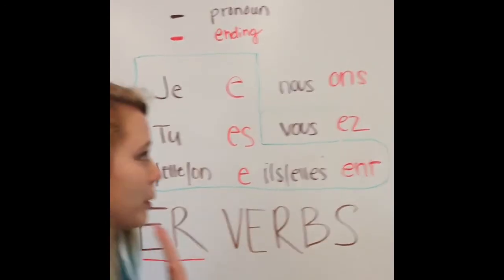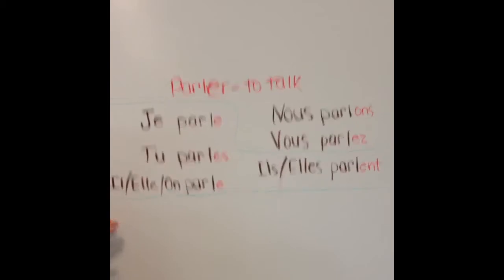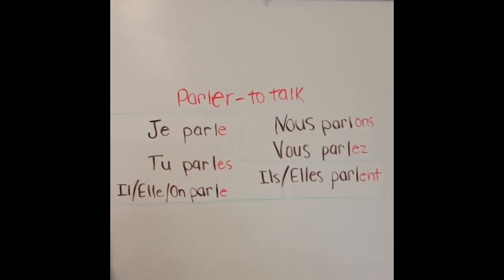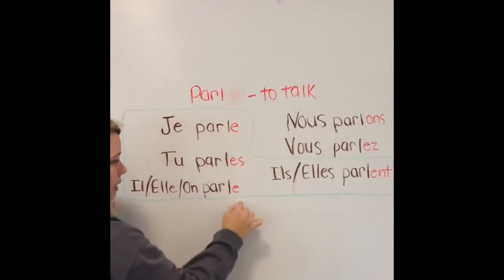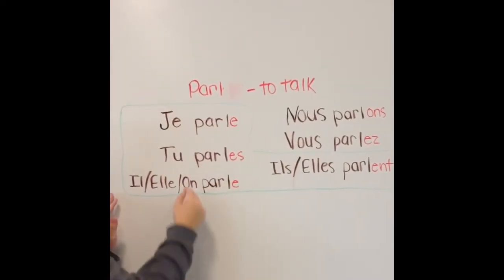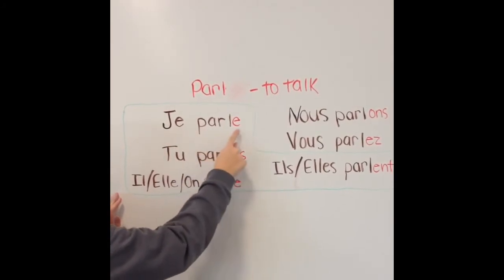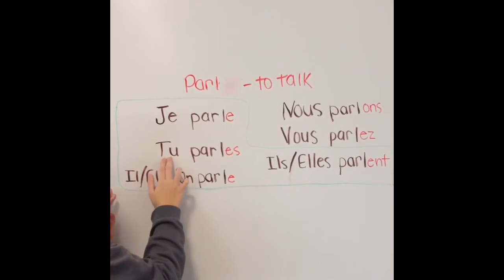For example, we have the word parler, which means to speak or to talk. So when you take parler and you want to conjugate it, you just take off the ER and add these endings. So you still have parl. So when I say I talk, I say je parle, and I add this ending E. With tu, you say tu parles.